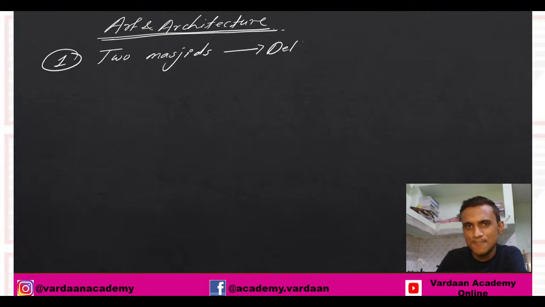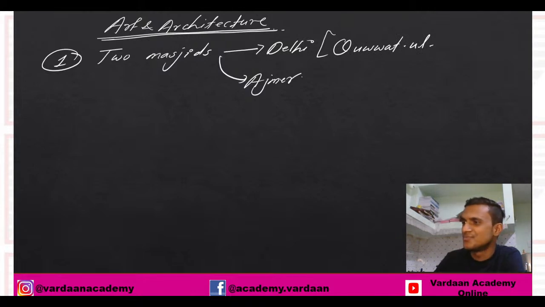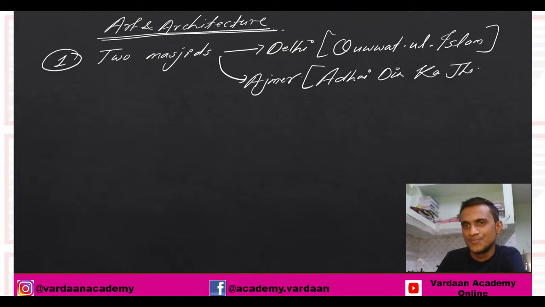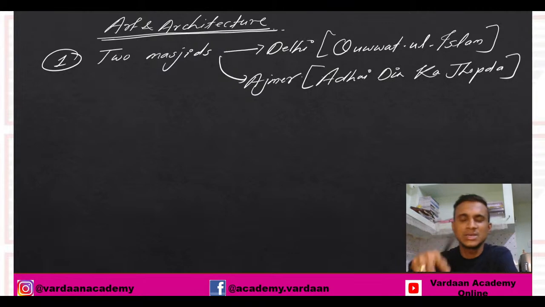One he established in Delhi, and the second one he established in Ajmer. The Delhi one is called the Qutub-Ul-Islam. The one he made in Ajmer is known as Adhai Din Ka Jhopra. Okay, these are the two very important architectures that you see, with Qutub-Ul-Islam being the first masjid of northern India.